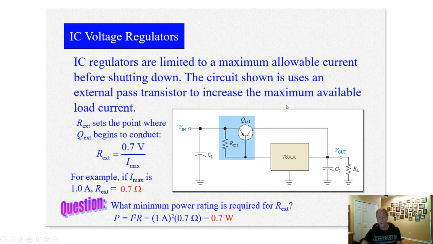To increase the power handling, the current capability of your linear regulators, you can put a pass transistor in there, and you can drop some or all of the power across this external pass transistor. This could be a giant transistor, something with a big TO-3 case that's capable of many, many watts. And you can do it using this circuit here.